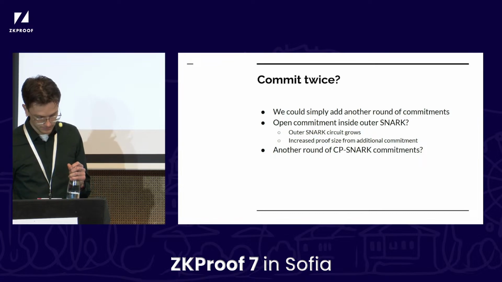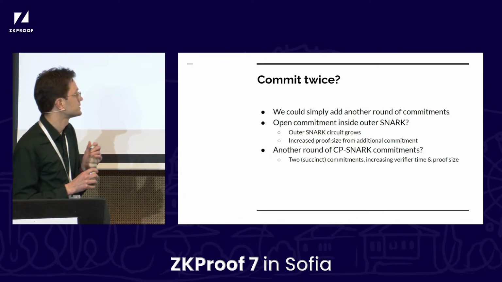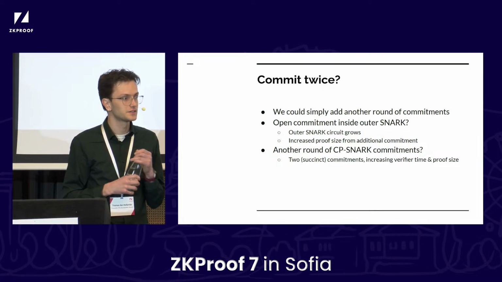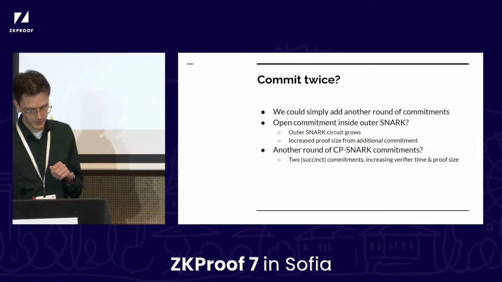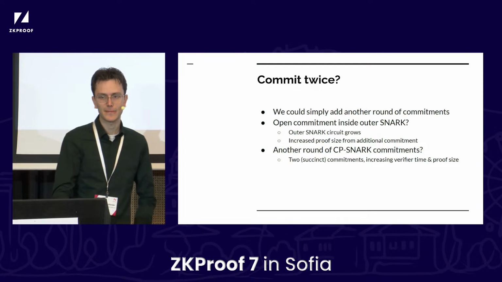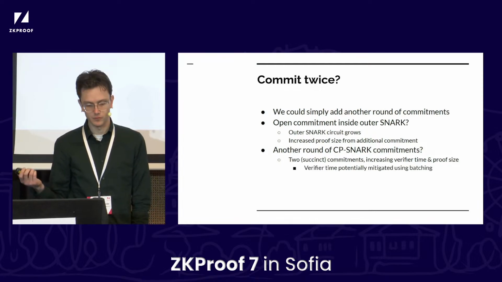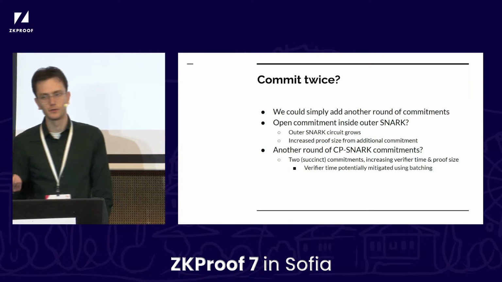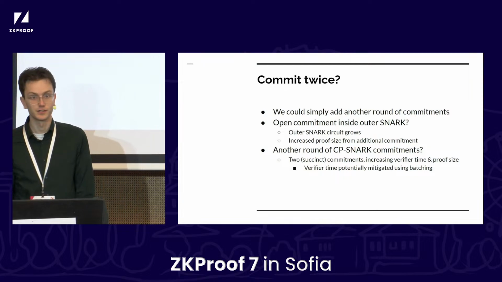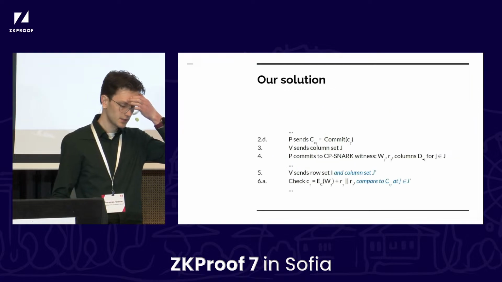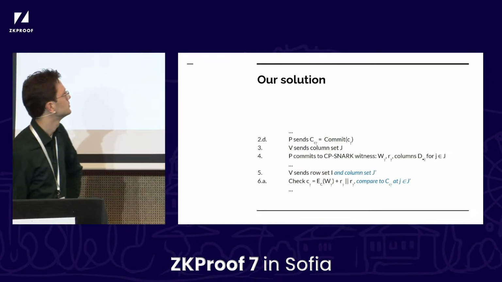And this is better, but now we have two succinct commitments to the CP SNARK, which increases verifier time and proof size. We could use batching, but then we don't get around the fact that this increases the proof size. So what we did is we found a solution.